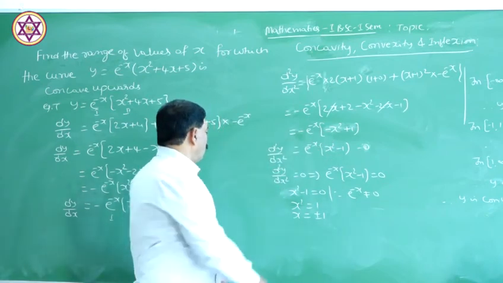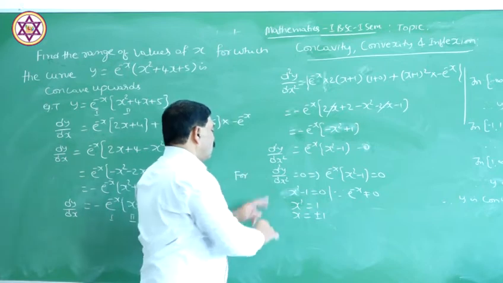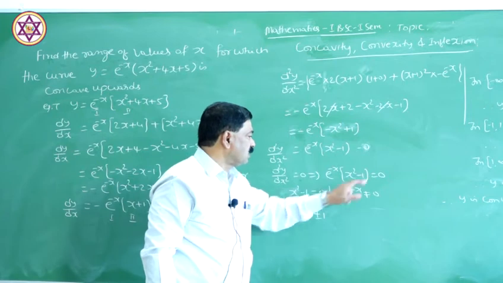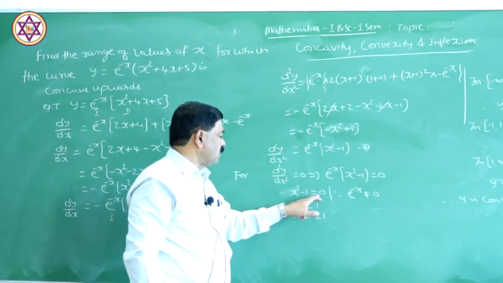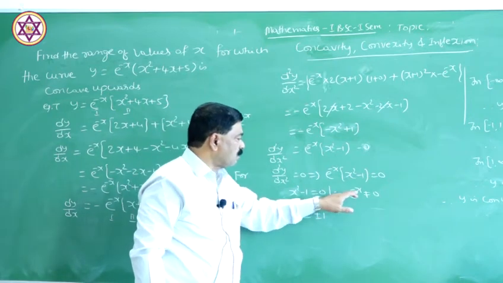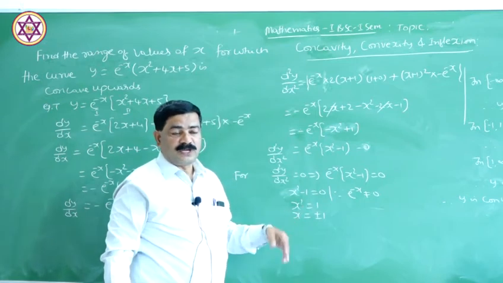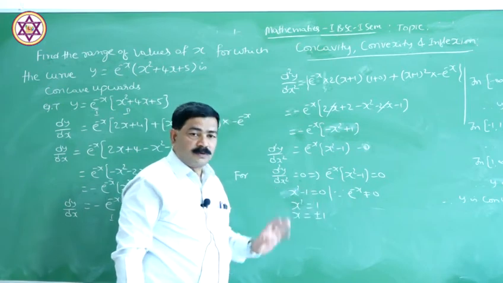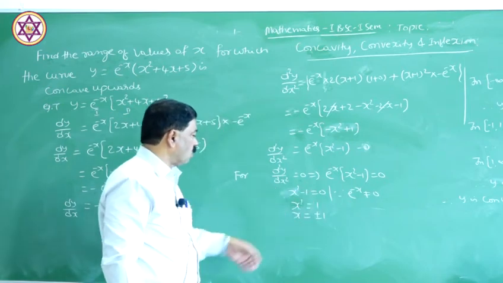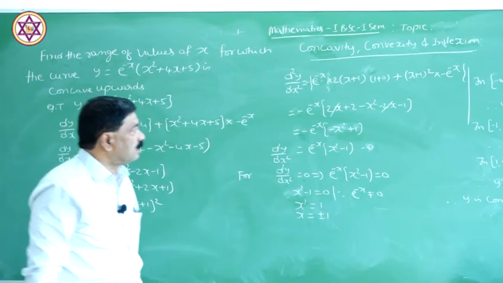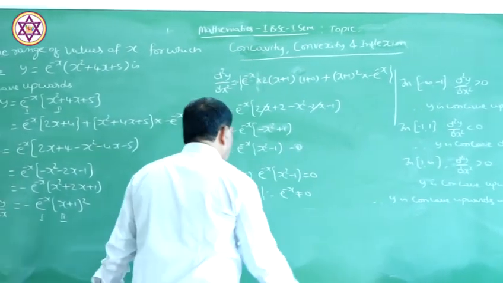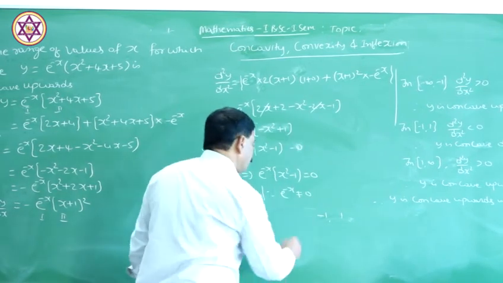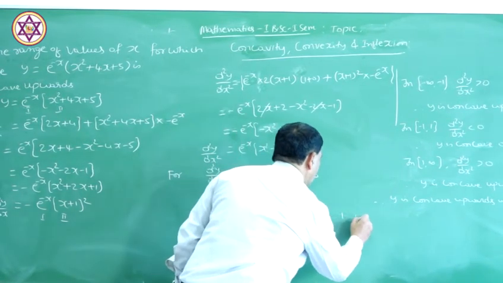For d²y/dx² = 0, this implies e^(−x)(x² − 1) = 0. x² − 1 = 0, because e^(−x) is not equal to 0 for all real values. Therefore, x² − 1 should be equal to 0. x² = 1, x = ±1. Next, I am taking the values −1 and 1, with minus infinity and infinity at the ends.